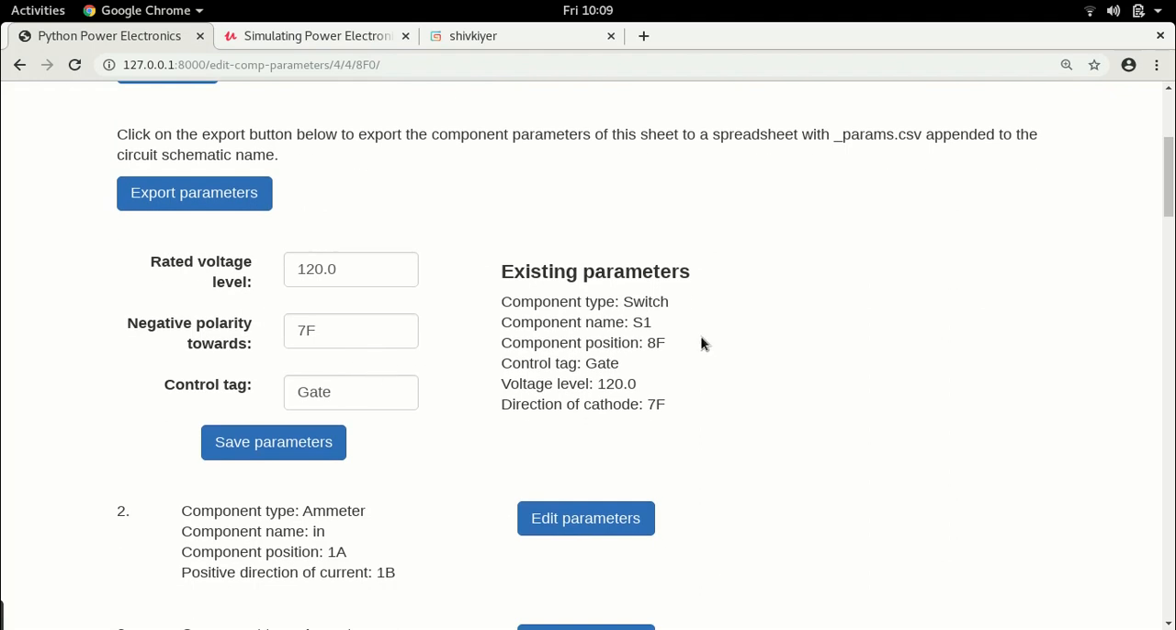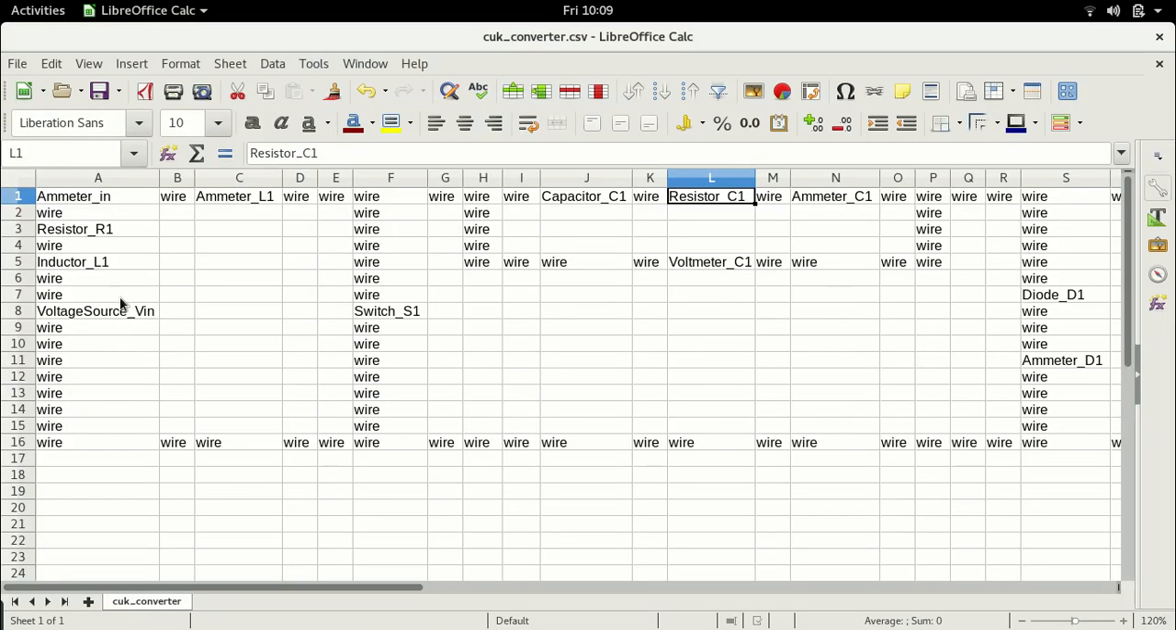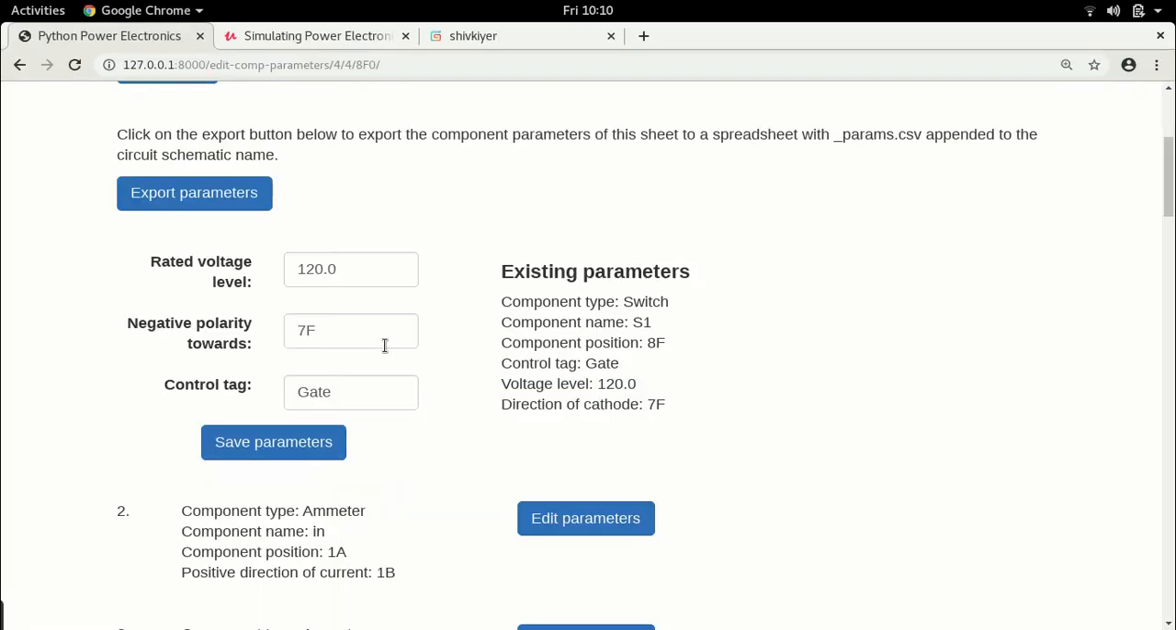Now, the polarity. Let's go over to the circuit. The current is going to flow in the clockwise direction. So when the switch is turned on, the current is going to flow in the clockwise direction. So through the switch, it's going to flow downwards, which means the negative polarity of the switch has to be pointing downwards. And it is pointing upwards because the component position is at 8F and the negative polarity is at 7F. So we have to reverse this. 9F.